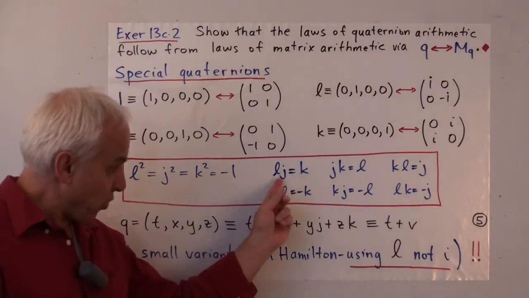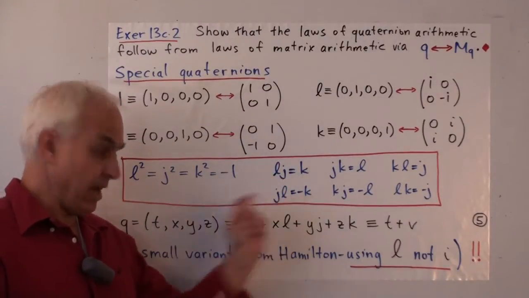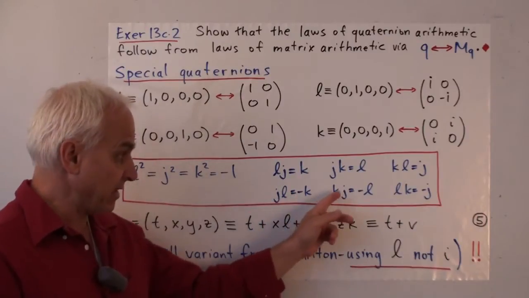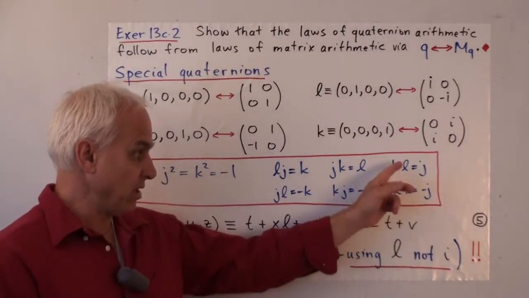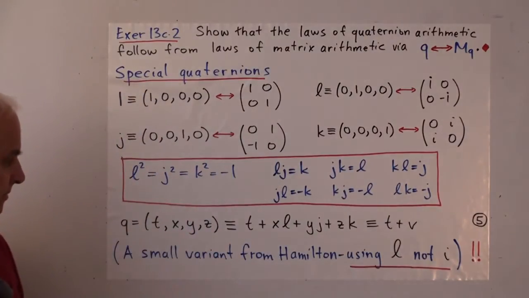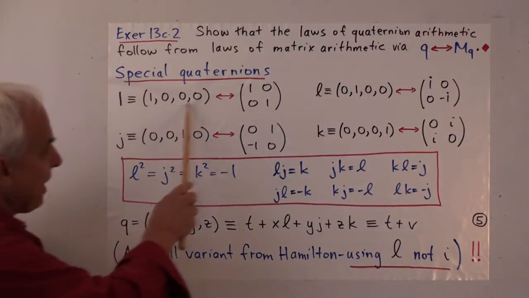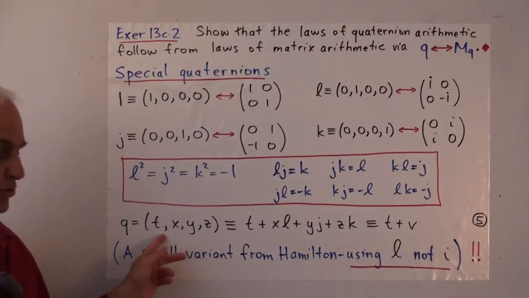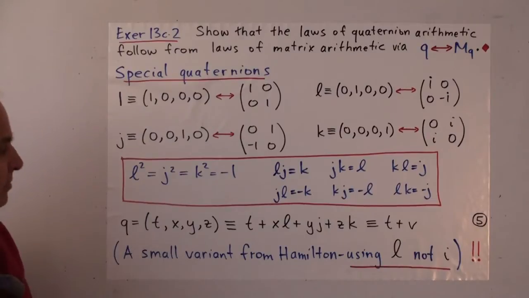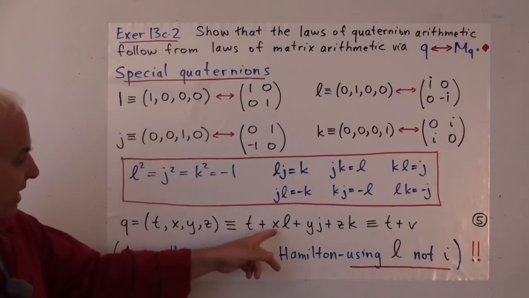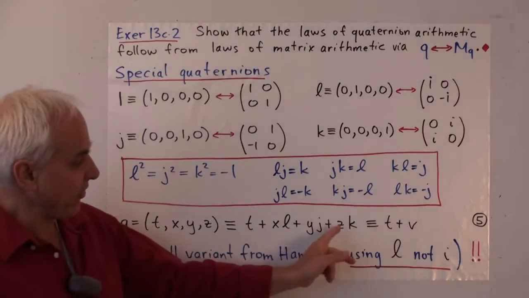When we switch the order of these, then we get a minus sign. So you can check that J times L is minus K, and K times J is minus L, and L times K is minus J. Now in terms of these basis elements, we can express a standard quaternion, t, x, y, z, in terms of t times 1, which we'll just write t, plus x times L, plus y times J, plus z times K.